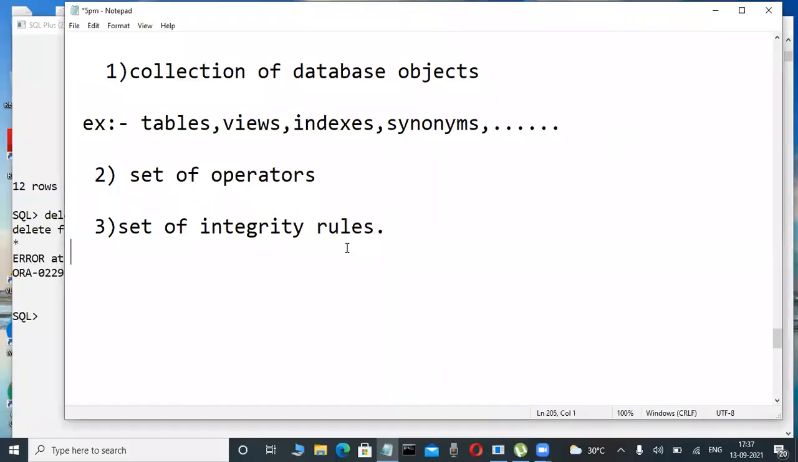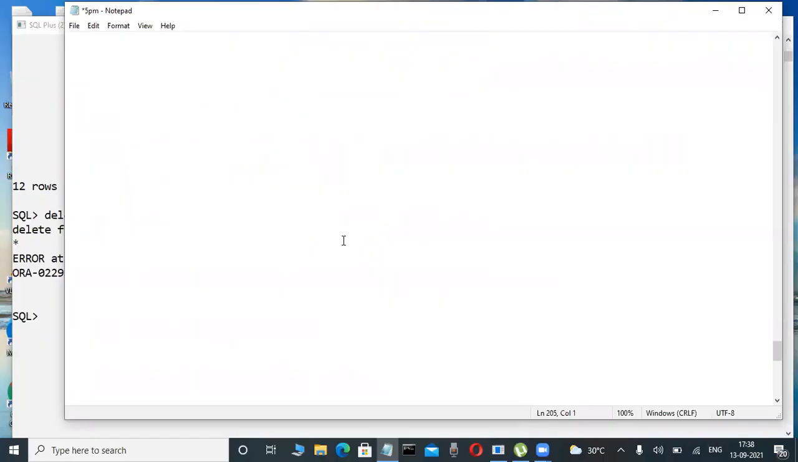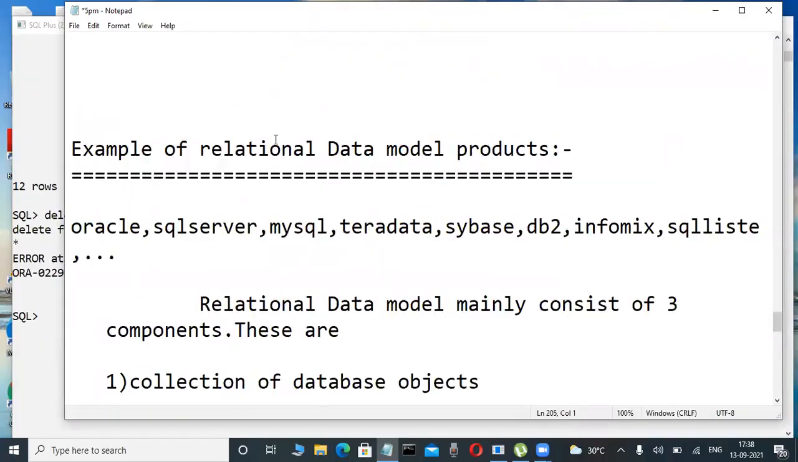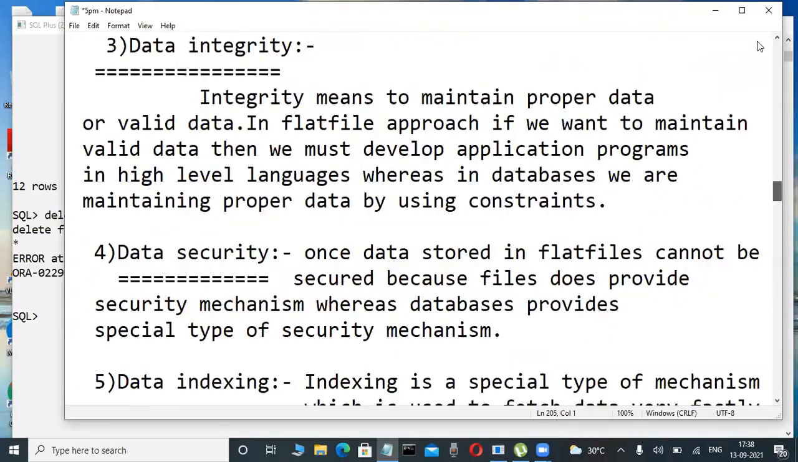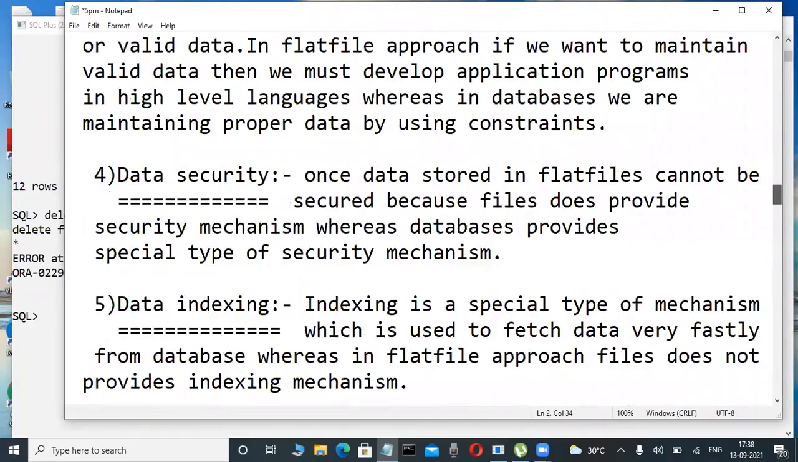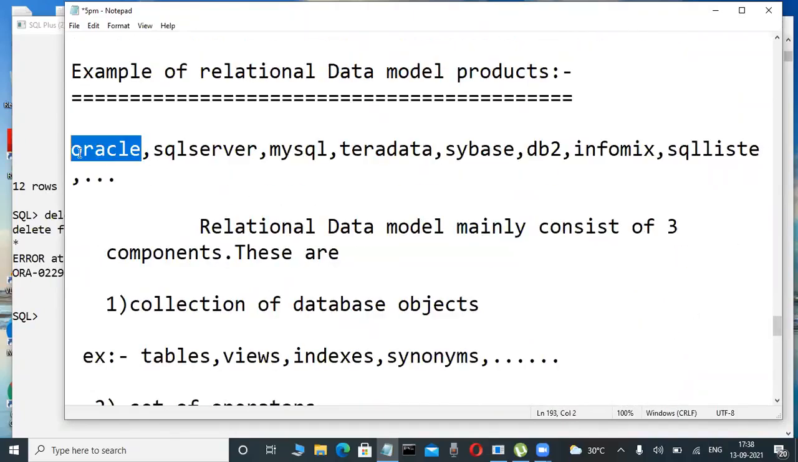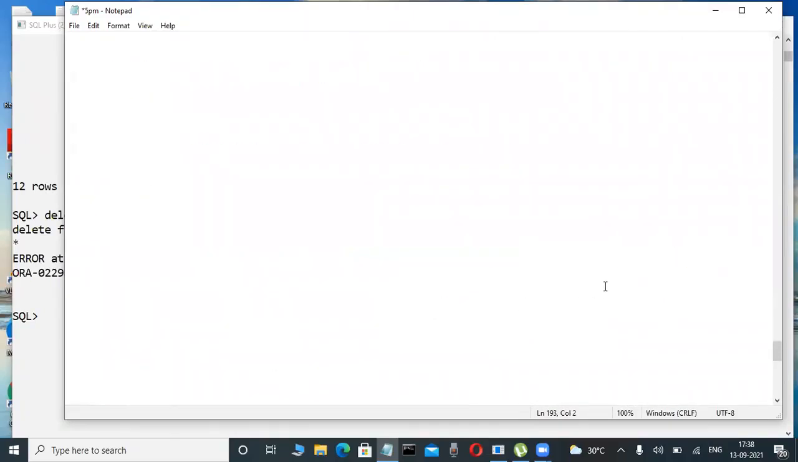Now check it out slowly. Today onwards, we are starting. Don't worry, now concentrate here. Finished this one. Now, our course is actually Oracle. These are relational data model products that are implemented. Which product are we learning? We are learning Oracle in our class. That's why through Oracle we are learning all these relational data model concepts.